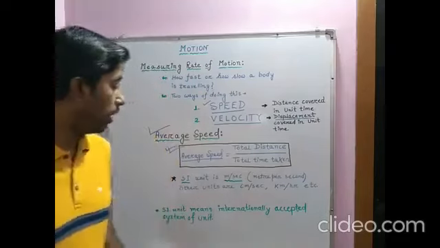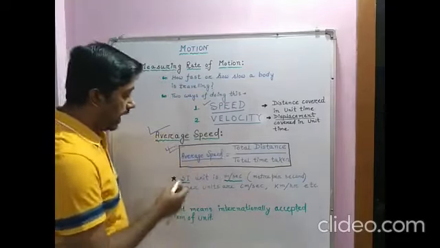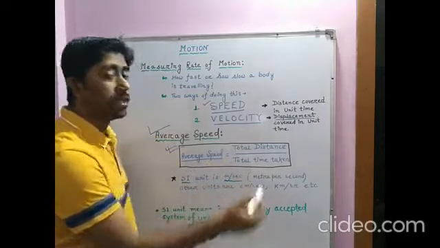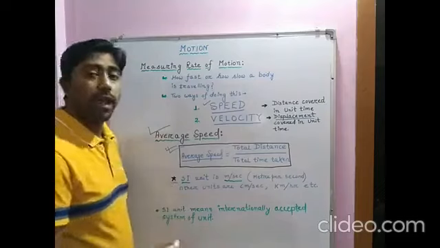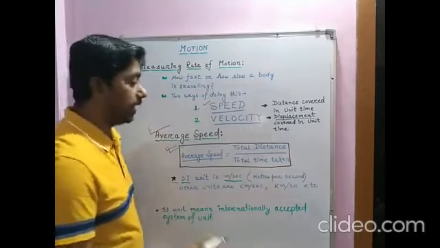Now, the SI unit of average speed. The SI unit of average speed is meter per second. Take note of this fact. The SI unit of average speed is meter per second.